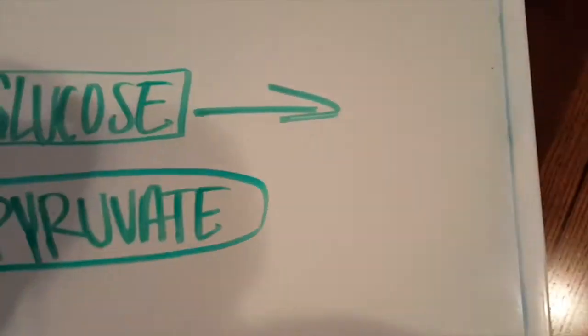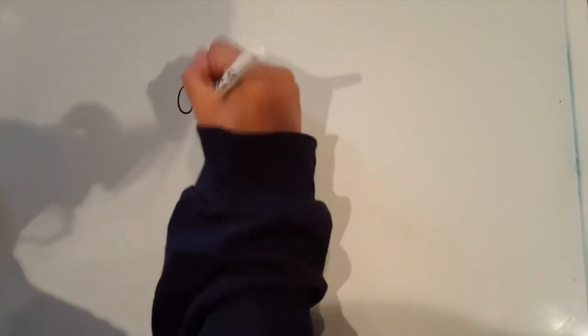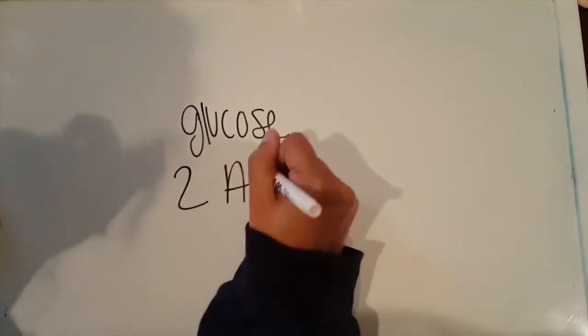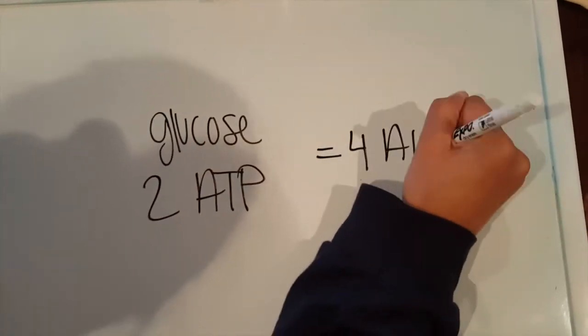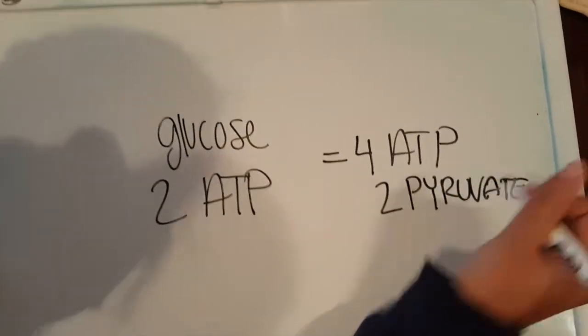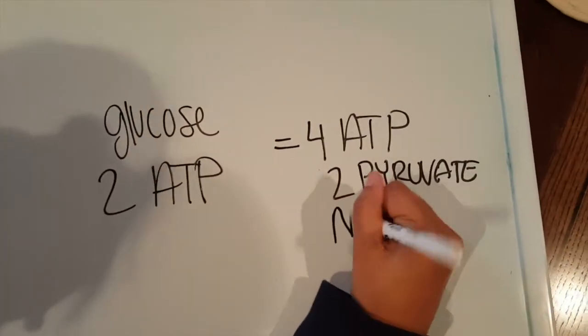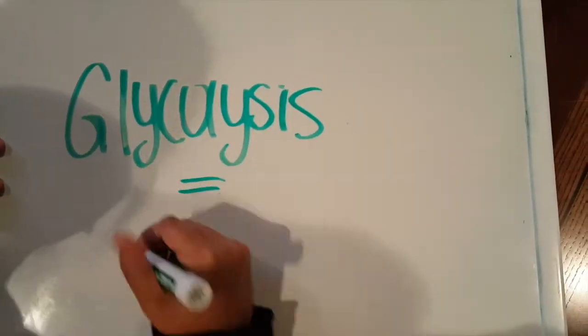In glycolysis, there are 2 phases, the energy investment phase and the energy payoff phase. Overall, glucose and 2 ATP go in, while 4 ATP come out, 2 pyruvate come out, and 2 NADHs come out. Glycolysis is anaerobic, meaning there is no oxygen involved.